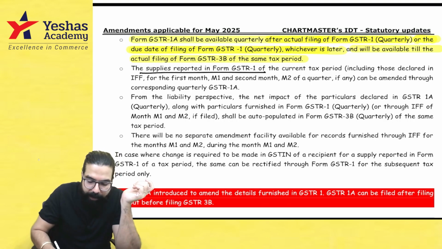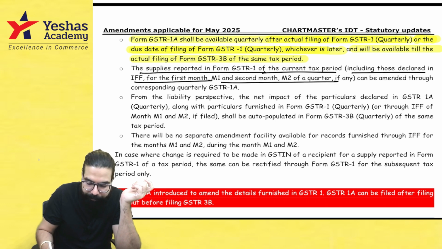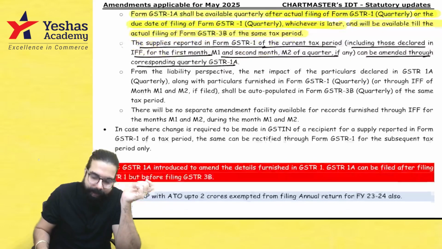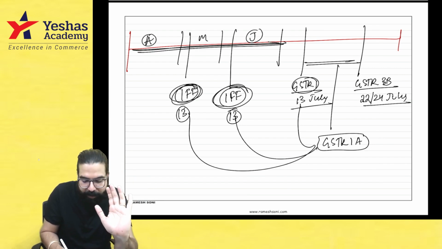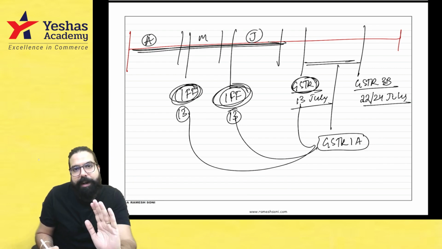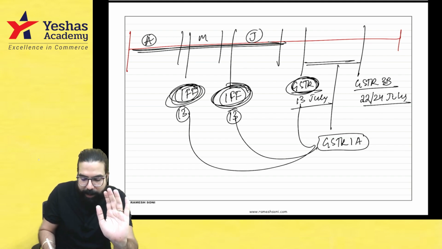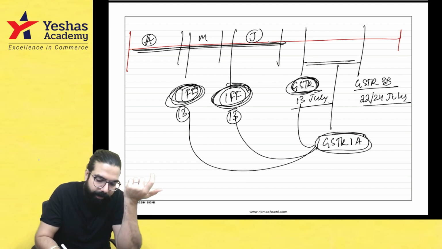The supplies reported in GSTR 1 for the current tax period, including those reported in IFF, can be amended through GSTR 1A. So basically the IFF details or GSTR 1 for the whole quarter, whatever details you have furnished in IFF or GSTR 1, or any details missed in furnishing, can be furnished in GSTR 1A. Done. That's all they have told.